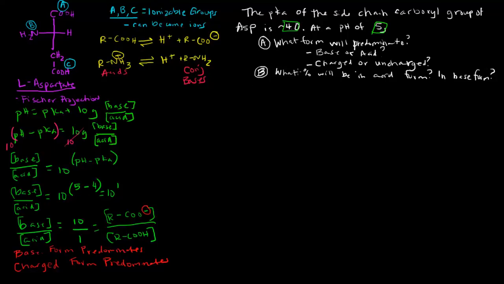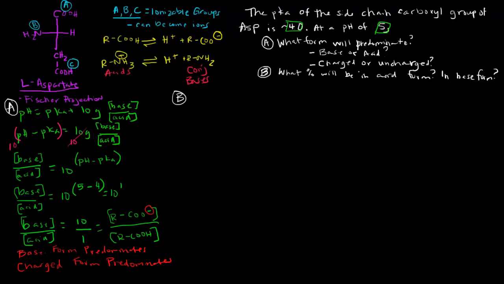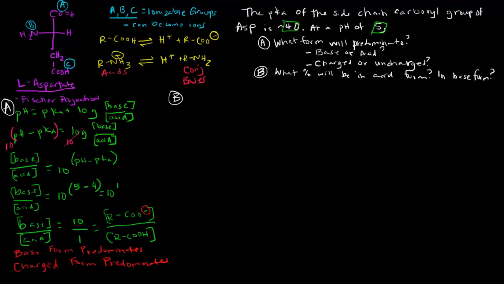So part B says what percentage will be in the acid form and what percentage will be in the base form. Hang on just a second, let me note that all this was basically our work for part A. So now let's do part B. We want to know what percentage will be in the acid form and what percentage will be in the base form. Now this can get a little bit tricky. Let's just think about this for a second.